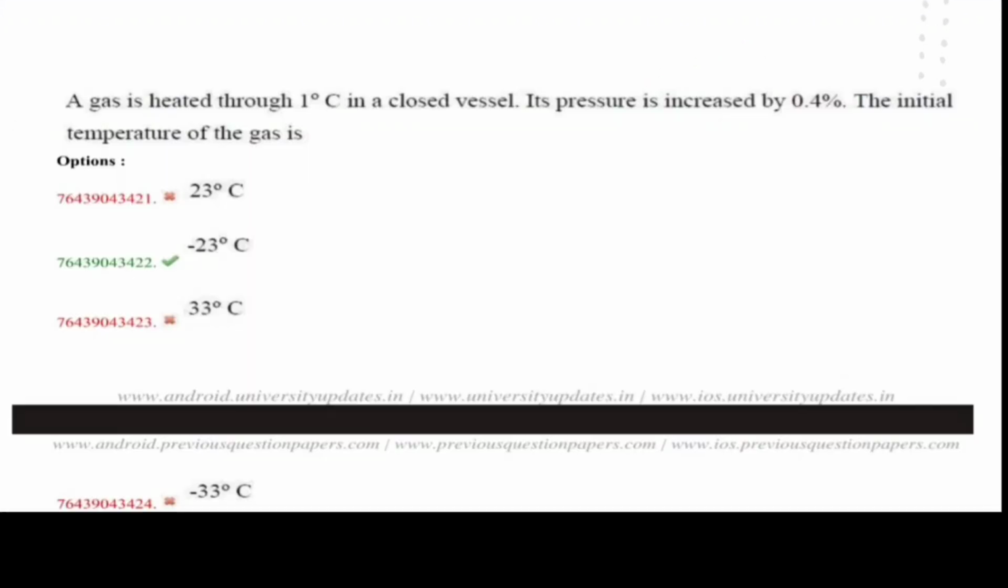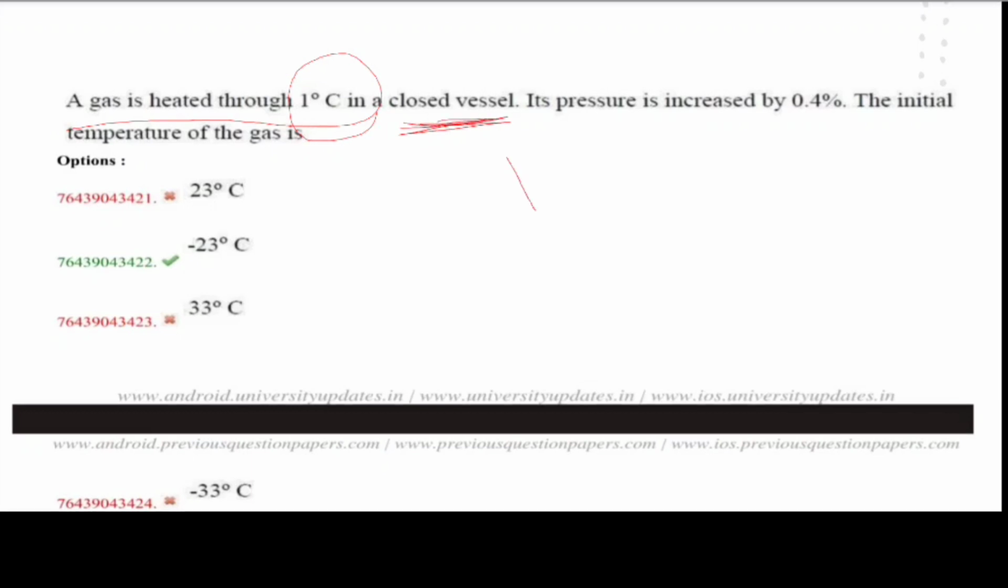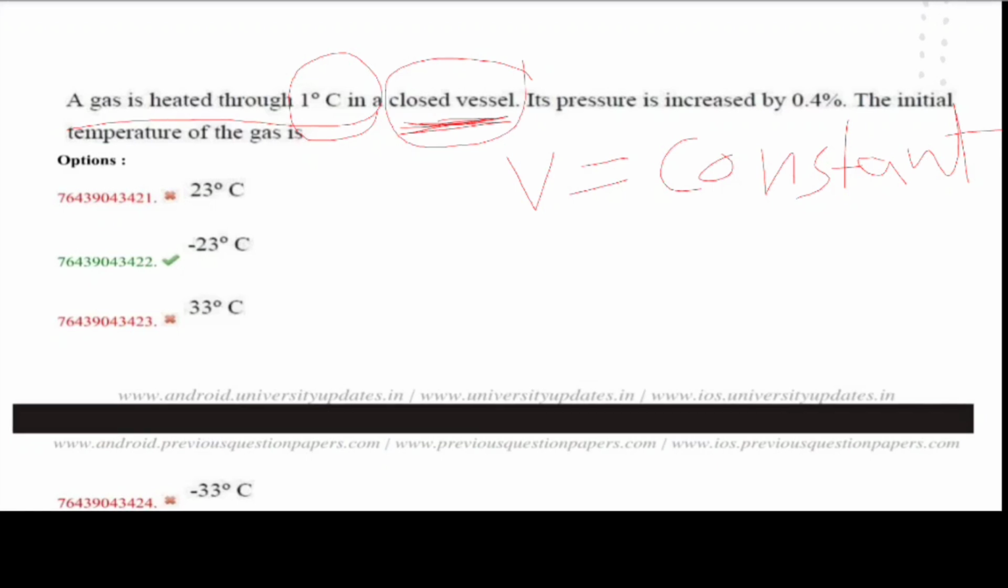Now let's see the next question. Here it is given that a gas is heated through 1 degree centigrade in a closed vessel. See here, closed vessel means volume is constant. So in that closed vessel where the volume is constant, a gas is heated through 1 degree centigrade. He is asking that its pressure is increased by 0.4%. When the gas is heated through 1 degree centigrade, its pressure is increased by 0.4%.